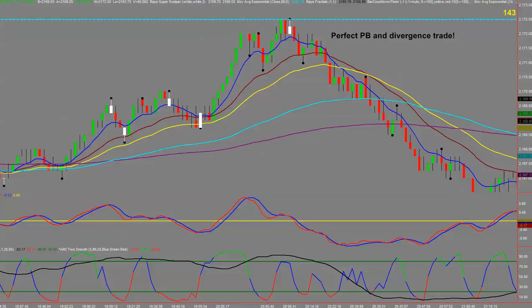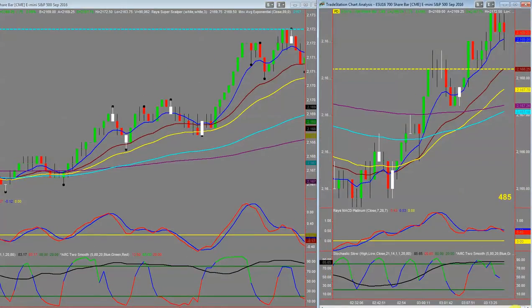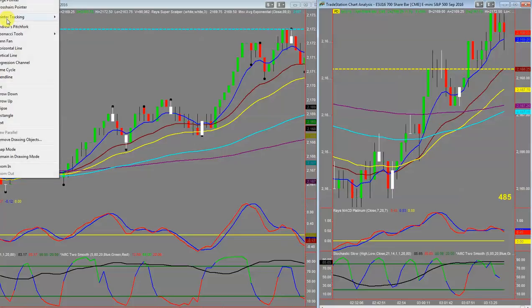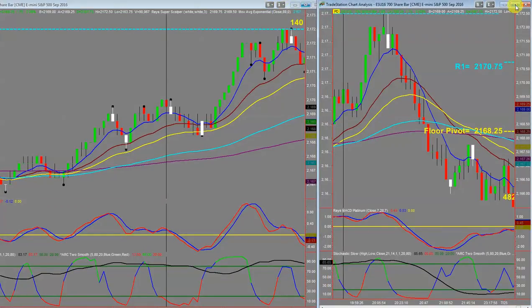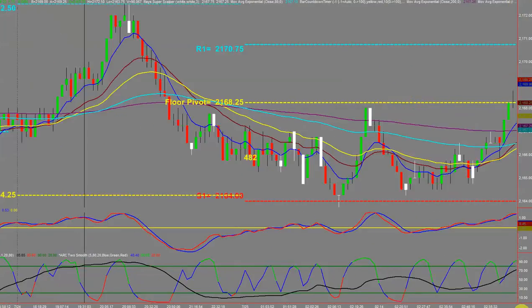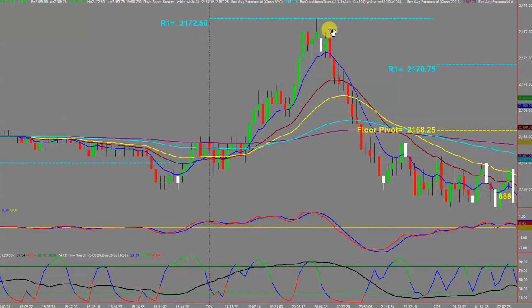That was perfect. Now if we go and look at our higher time frame, let me just pull this over here for you. Let me expand it. We can see on our higher time frame here that we also had a pivot bounce, naturally, because pivots are calculated the same, but I really love it when I see divergence on at least one of my time frames. This is our higher time frame, a 700 share bar.